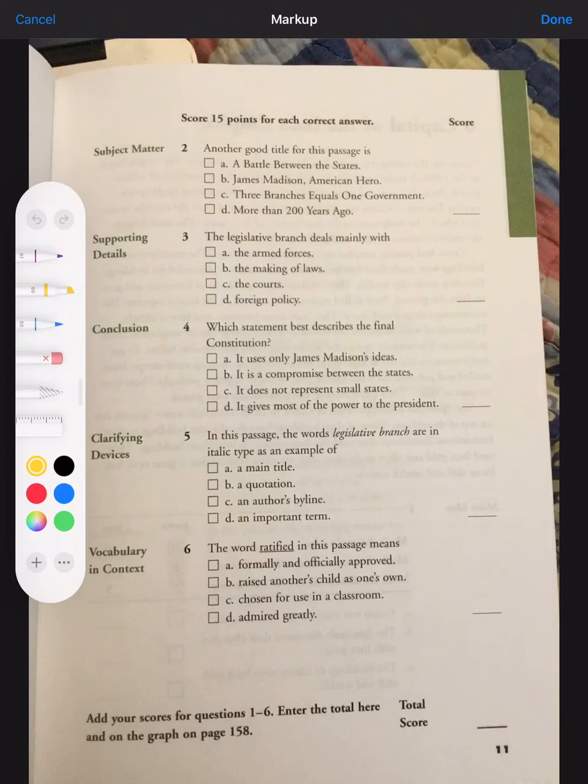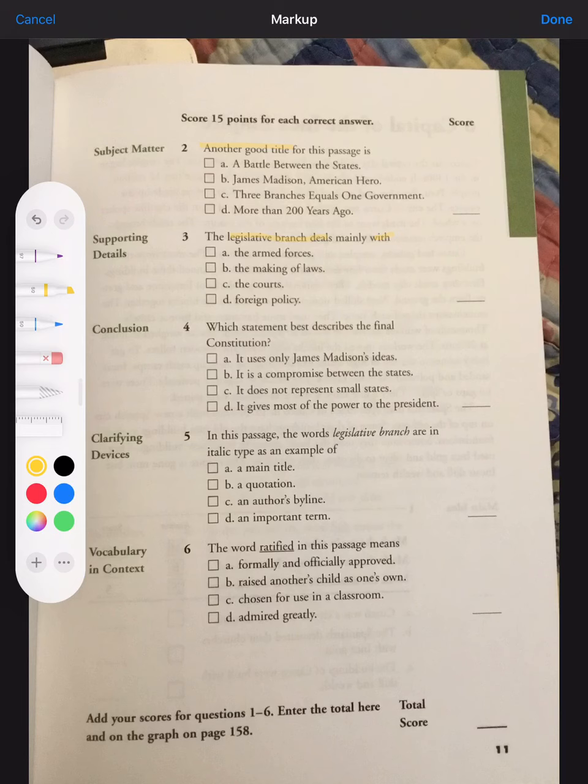Number 2, another good title for this passage is A, a battle between the states, B, James Madison, American hero, C, three branches equals one government, or D, more than 200 years ago. Please highlight "another good title." Number 3, the legislative branch deals mainly with A, the armed forces, B, making of the laws, C, courts, D, foreign policy. Please highlight "legislative branch deals with."